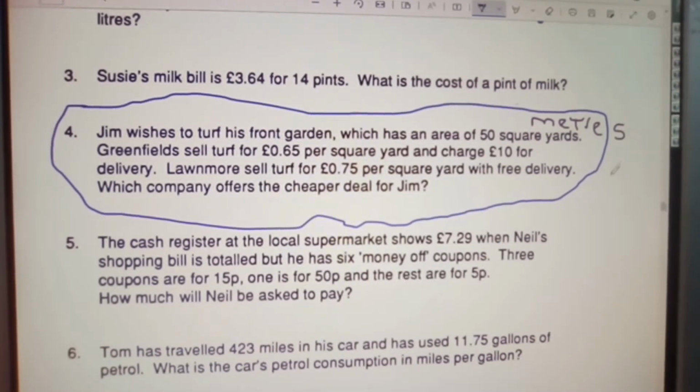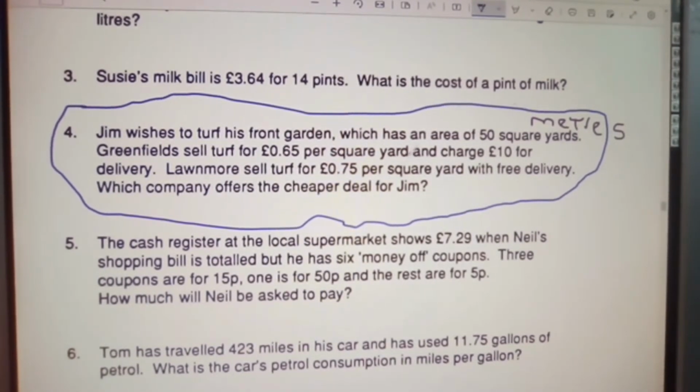S. Okay? Meters. Right, so the question: Jim wants to turf his front garden, which has an area of 50 square meters. Greenfield sells turf for 0.65 pence per square meter, and again, we're calling this meters, and charges £10 for delivery. Lawnmower sells turf for 0.75 pence per square meter with free delivery. Which company offers a cheaper deal for Jim?